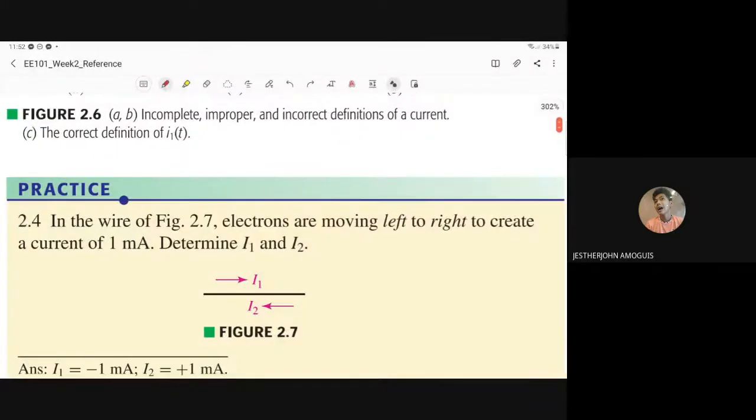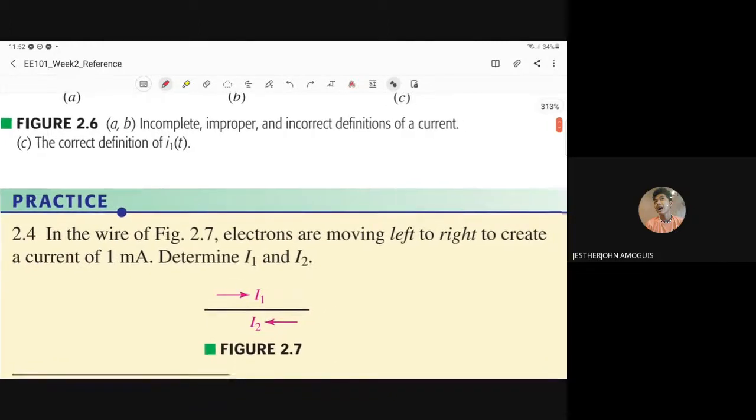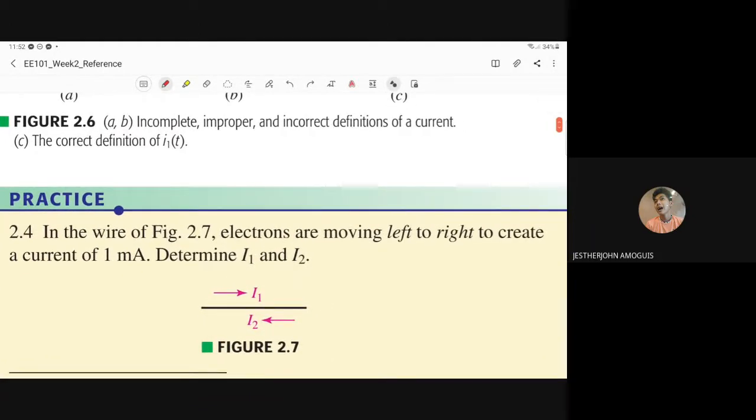Okay, so this one here. In the wire of figure 2.7, electrons are moving. Okay, take note of this example, class. This is very basic but very important. All throughout sa atong discussion, we will be following this notation and we will be following this concept kung mag-label ta o mag-analyze ta sa atong circuit. Okay, so in the wire of figure 2.7, electrons are moving left to right to create a current of 1 milliamp.